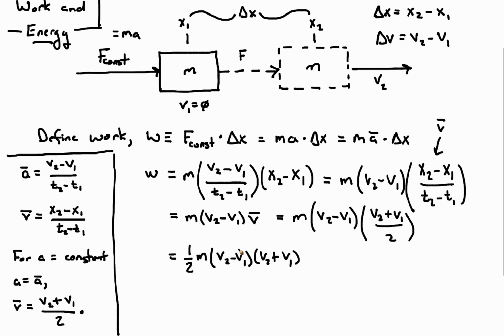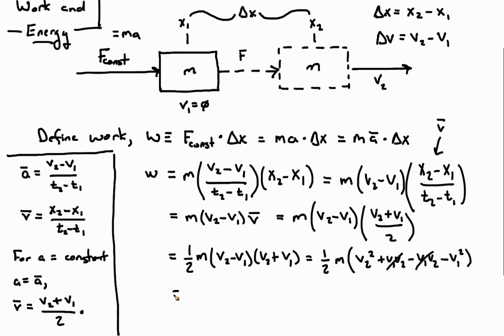All right, so let's FOIL this out. If you remember your algebra days, first, outside, inside, last. Let's FOIL this out and let's see what we get. We get 1/2 the mass times, what do we get? v2 times v2, that's v2 squared. Then we get v2 times plus v1, that's plus v1 v2. Then we get minus v1 times v2, that's minus v1 v2. And then we get minus v1 and plus v1, and that's minus v1 squared. And we have a plus v1 v2 and a minus v1 v2. Those two cancel each other out. They're opposite, so they add to 0.